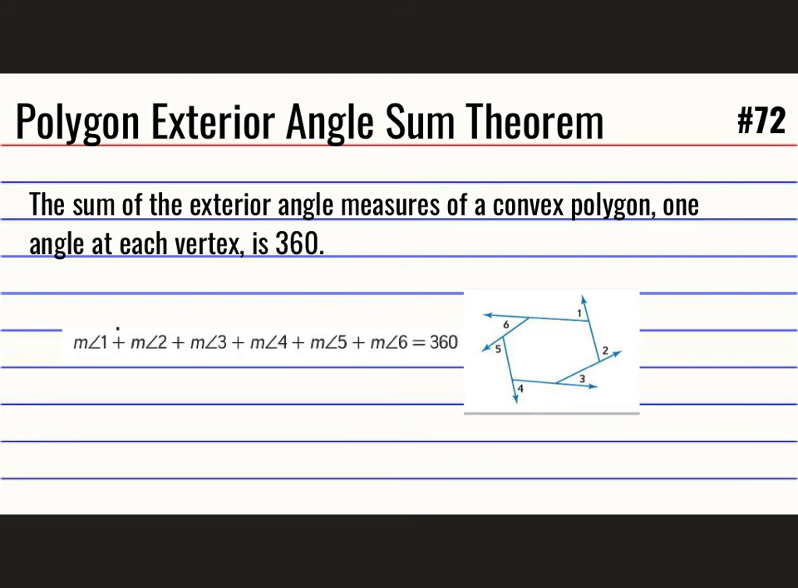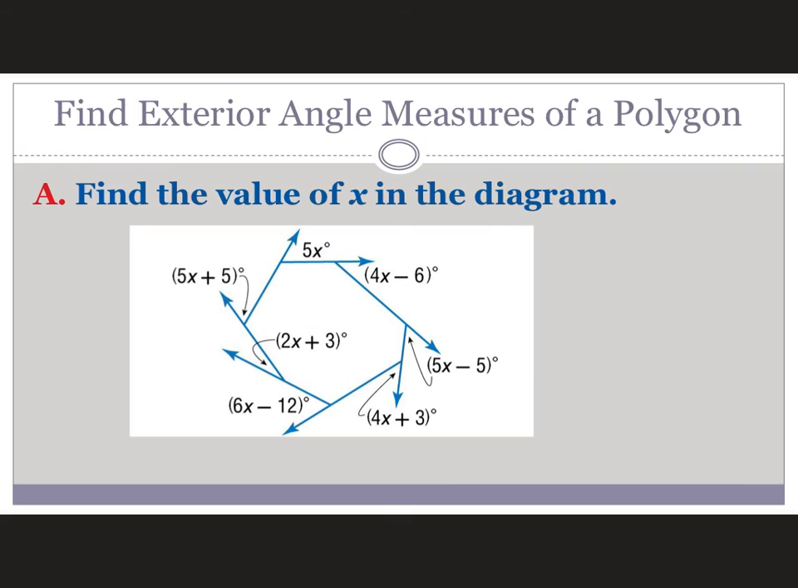So the sum of the exterior angle measures of a convex polygon, one angle at each vertex, is 360. So it doesn't matter how many sides it has, the sum is always 360. So find the value of x in the diagram. So let's look at the x's. We got 5 plus 4 is 9, plus 5 is 14, plus 4 is 18, plus 2 is 20, plus 6 is 26, plus 5 is 31. So that means we're going to have 31x.